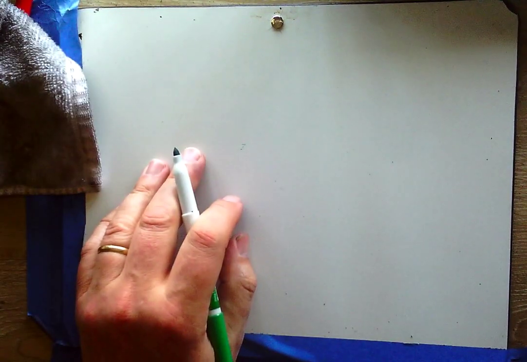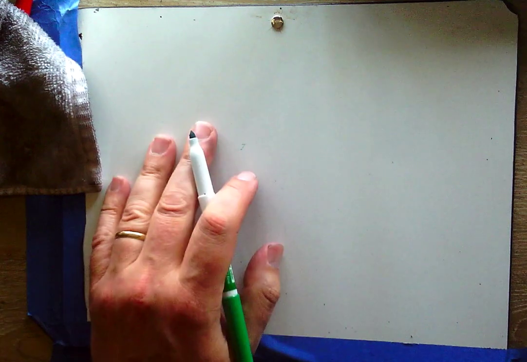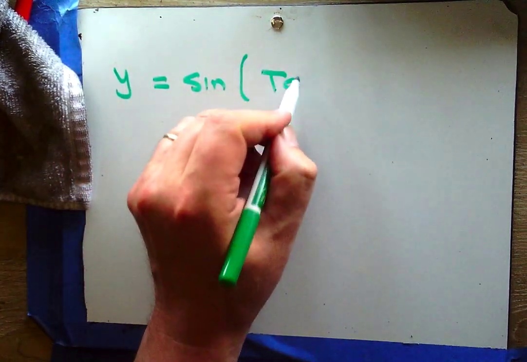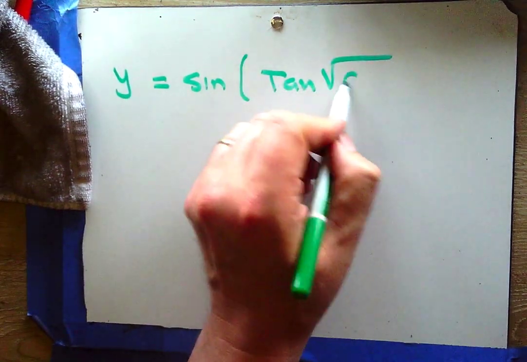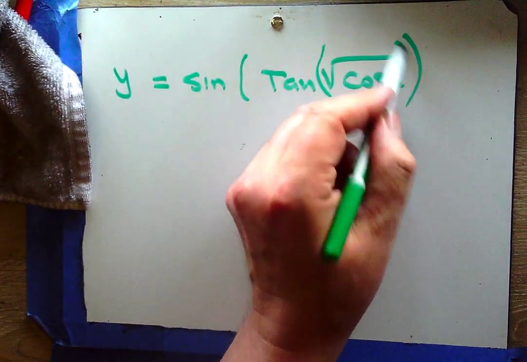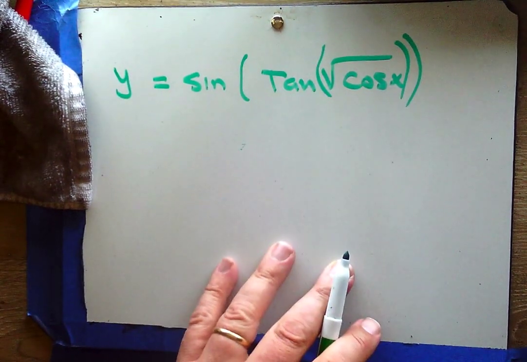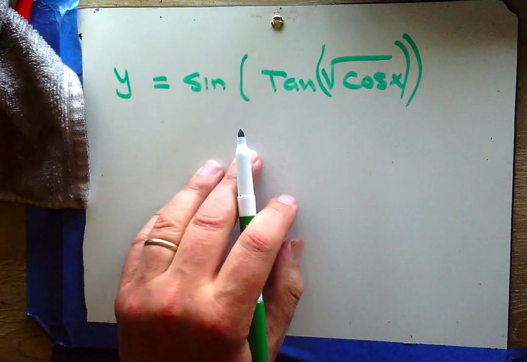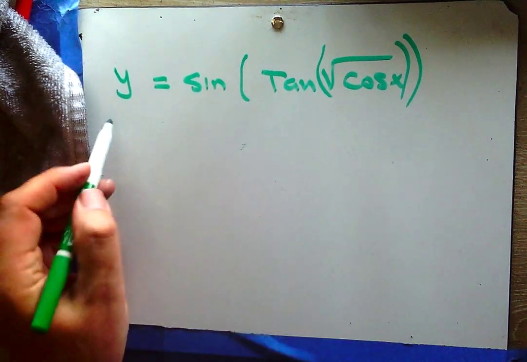One or two more? Okay. Y equals sine of tangent of square root of cosine x. Hubba hubba. Oh, I do miss my grandmother at times. Okay, give it a try. 4 links in your chain.